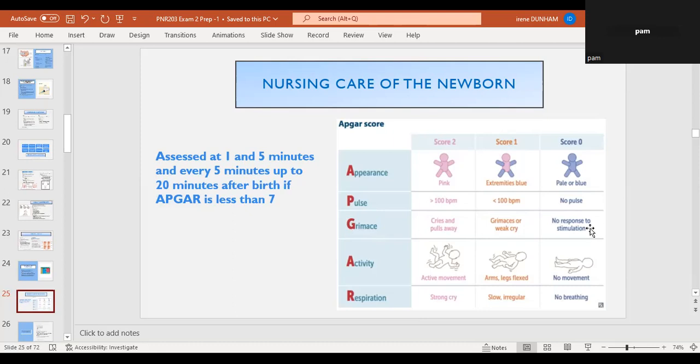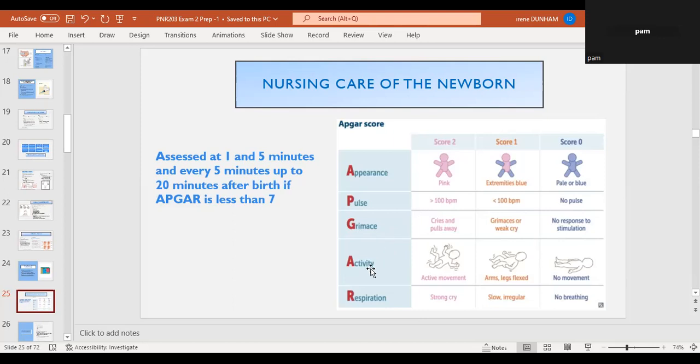Now, if he has no response to your stimulation, like you take your fingers, and I used to flick the bottom of the baby's foot to give me some kind of response or reflex, and he gives me nothing, he gets a 0. So far, this baby here on the end is not so good.